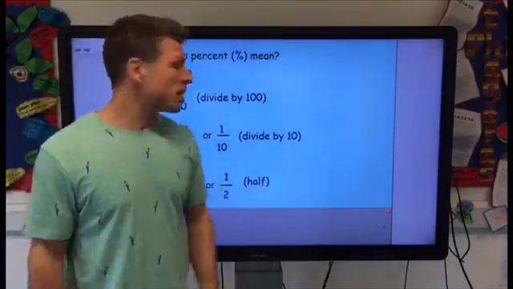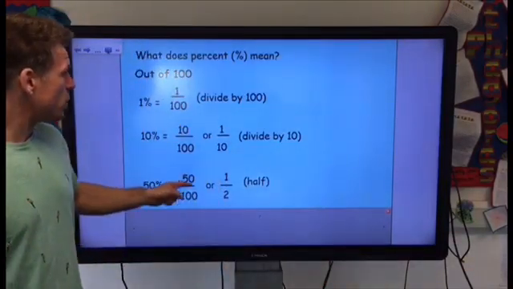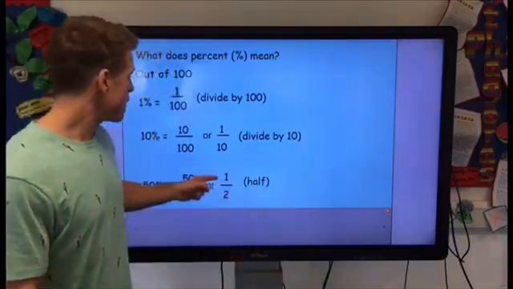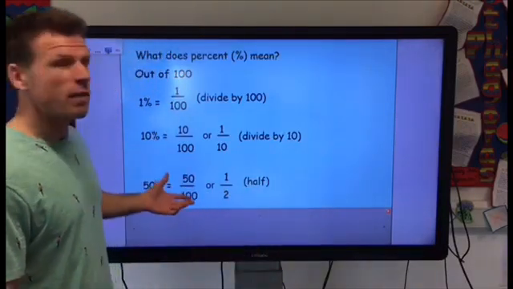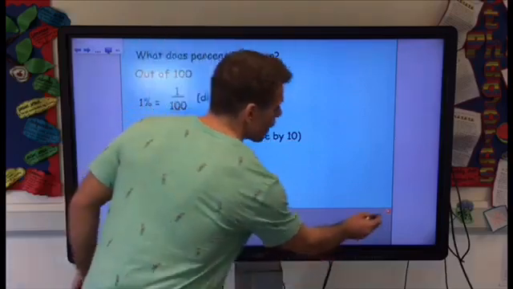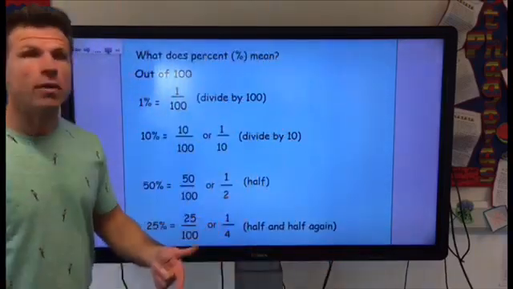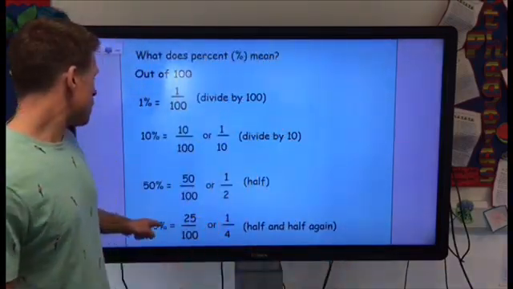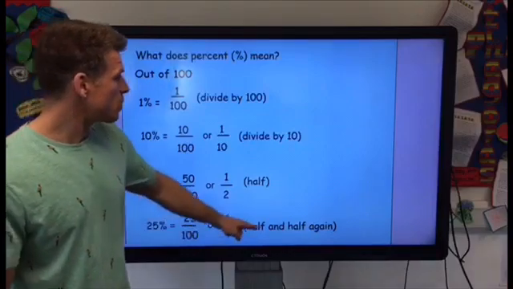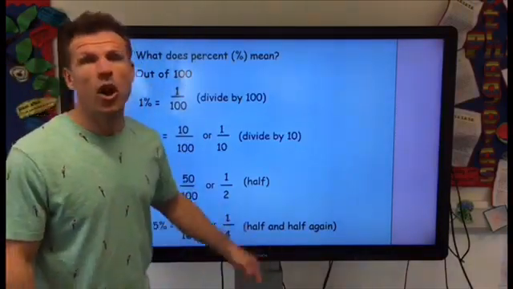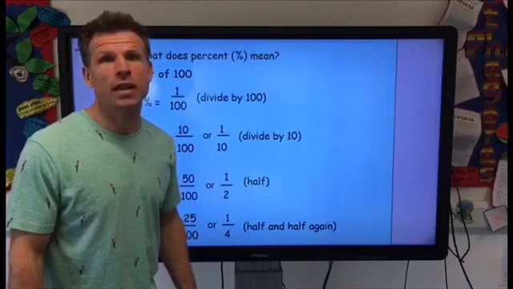50%. Well, 50% is the same as 50 out of 100, which, if we simplified it right down, is the same as 1/2. So to find 50%, you half it. And to find 25%, it's 25 out of 100, which is the same as a quarter. Easiest way to find a quarter of something is to half it and half it again.